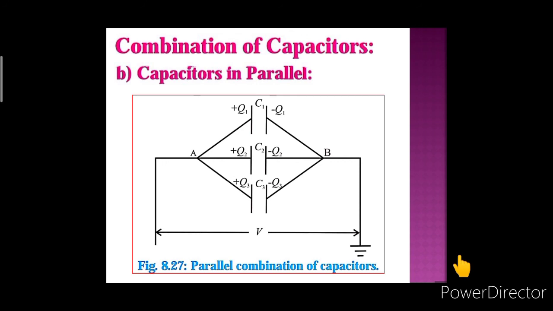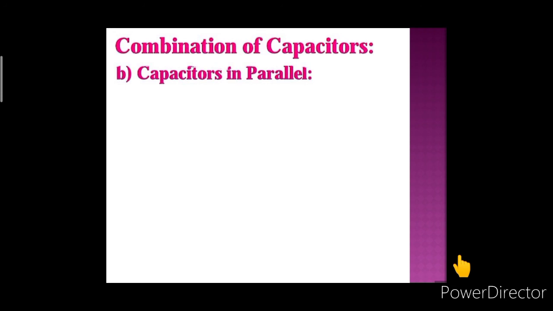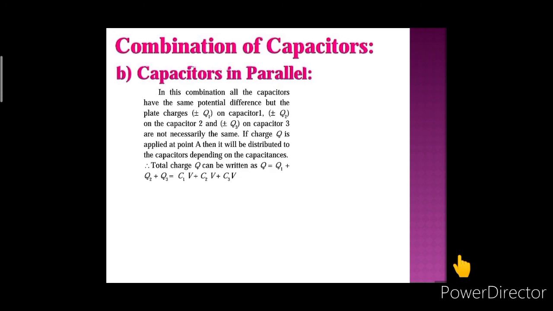Then we can write down the total charge Q as the sum of all the charges on each capacitor, and hence Q is written as Q1 plus Q2 plus Q3. This we have written as per the law of conservation of charge. And also we know, as per the formula, that C is equal to Q upon V. So we can write Q is equal to CV.